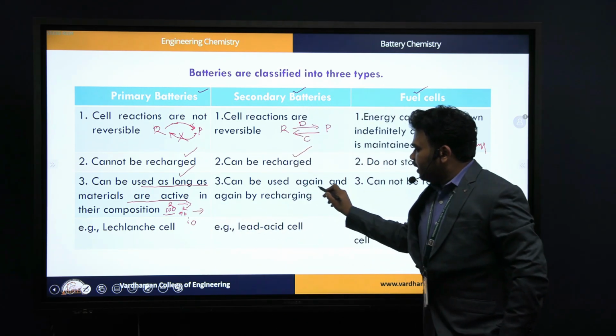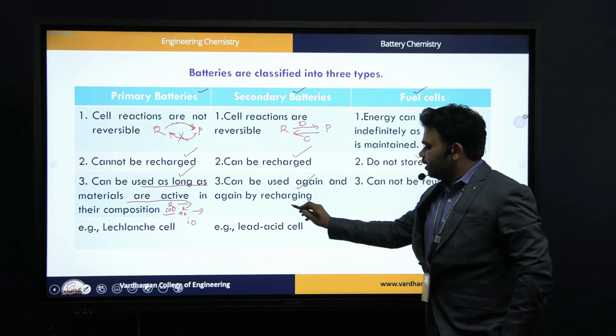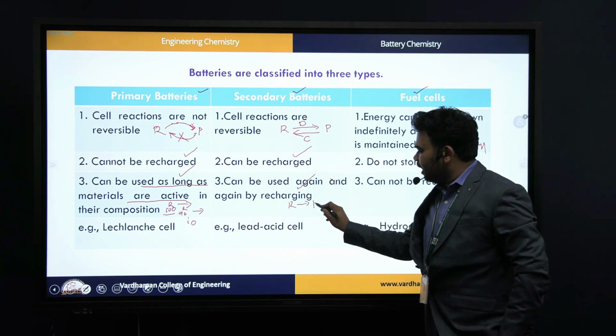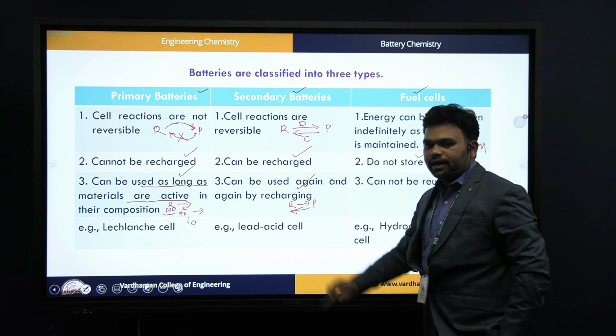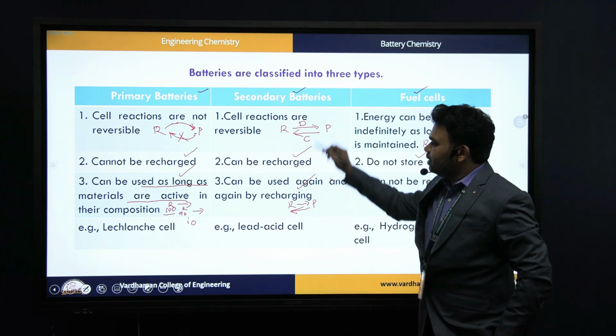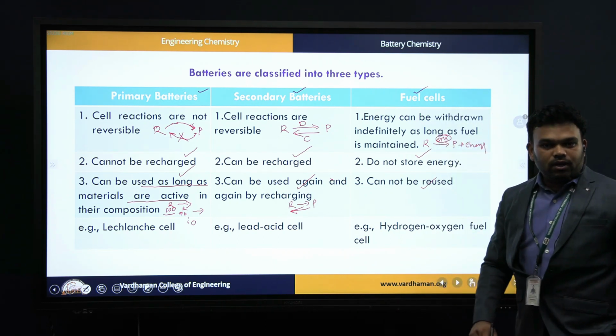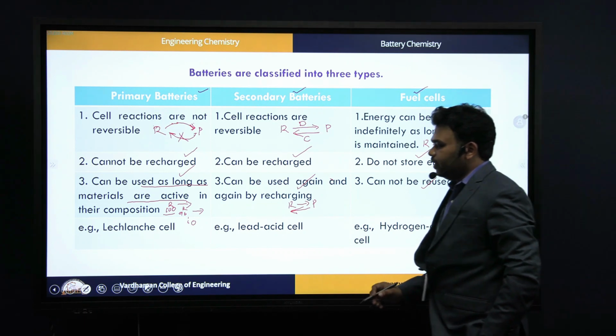If we move to the secondary battery, it can be used again and again by recharging the battery. Reactants can be converted into products, and again products will be converted into reactants. This happens continuously, and that is considered a secondary battery. What cannot be reused, we call fuel cells.